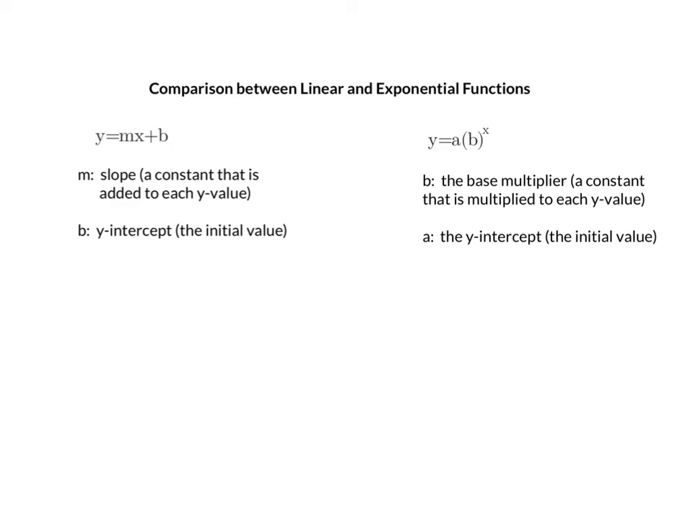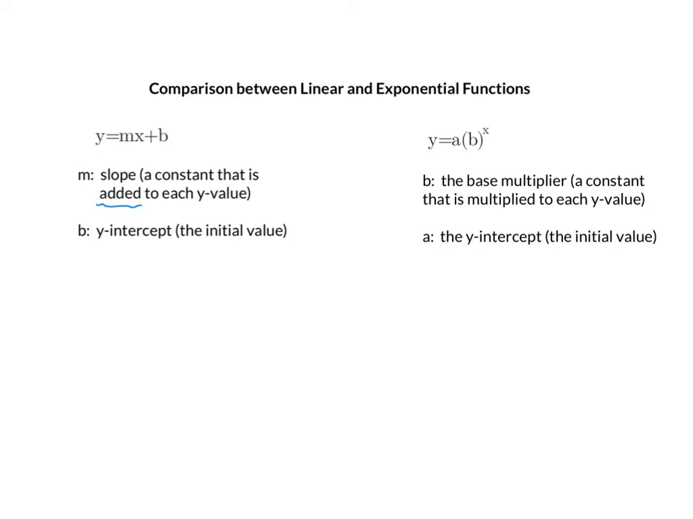In a linear equation, we have slope-intercept form, y equals mx plus b. This gives us two pieces of information. The first is the slope. This is a constant that is added to each y value as x increases by 1. We also have the y-intercept, or the initial y value when x is 0, which is our b.